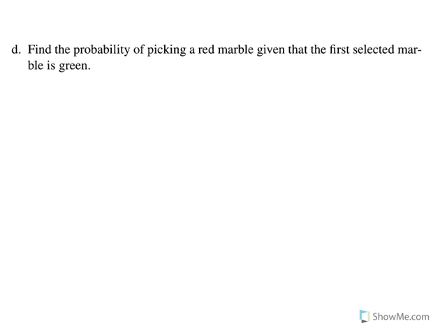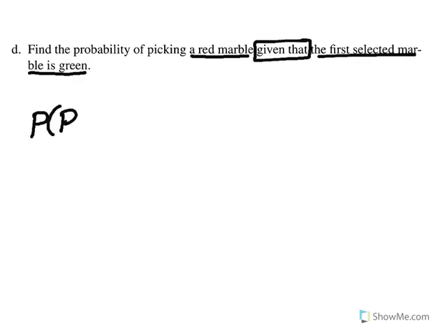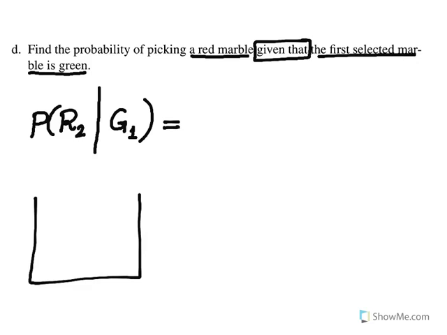Now the next question is find the probability of picking a red marble given that the first selected marble is green. So how do we write this? You can say probability of having a red marble second, given that we got a green marble first. Okay? So this is a conditional probability. I still would like to draw the box again so that you see it easier.